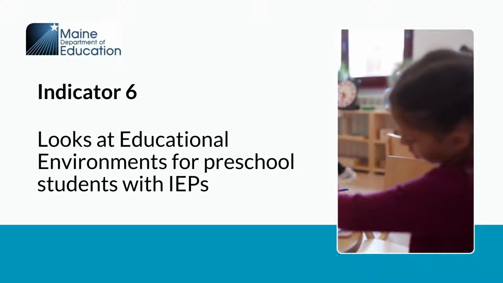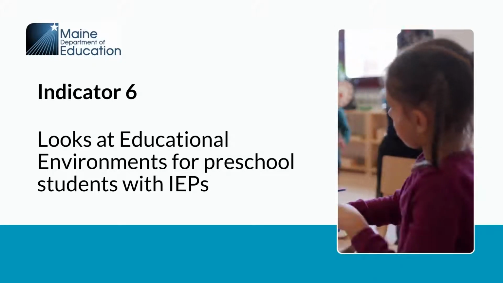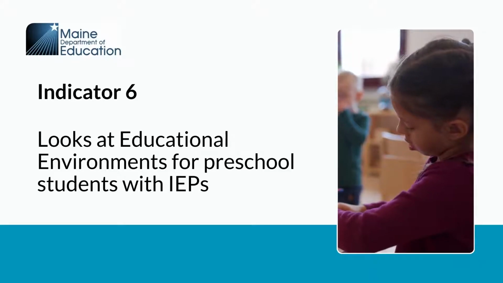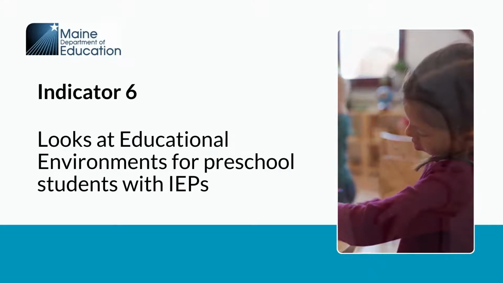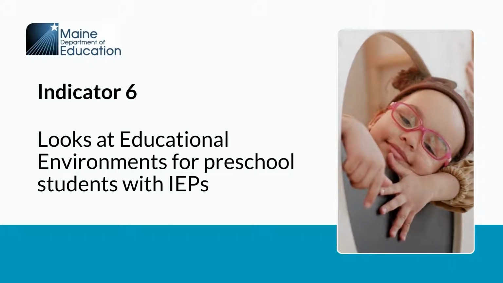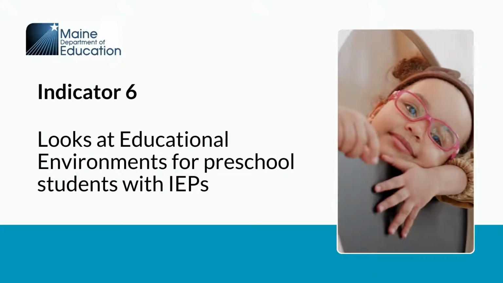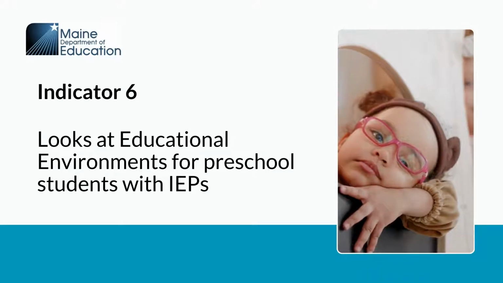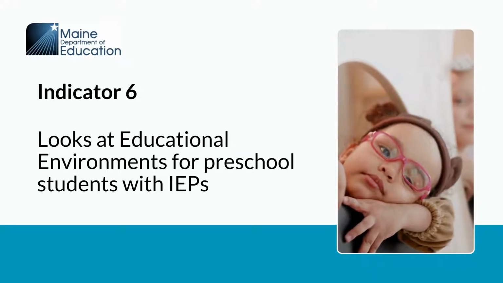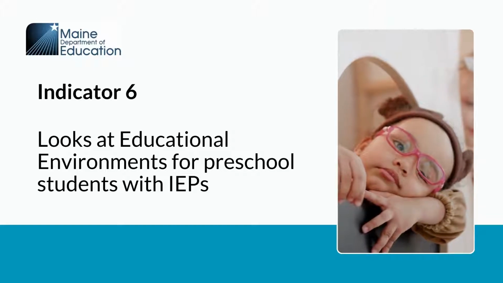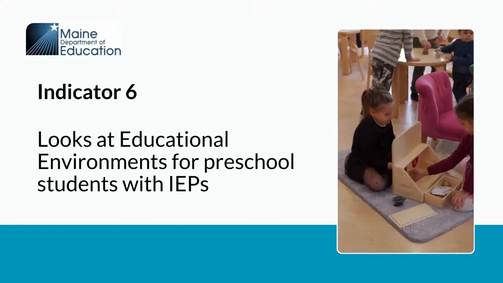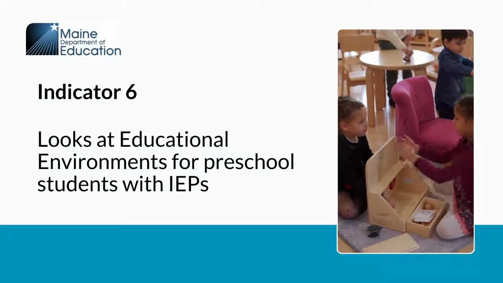Indicator 6 looks at educational environments for preschool students with IEPs. The priority for educational environments should be in the mainstream classroom with typically developing peers. However, there are times and situations where students may be receiving their education outside the regular classroom, such as a quiet space with no other students or a special education classroom with other special education students.